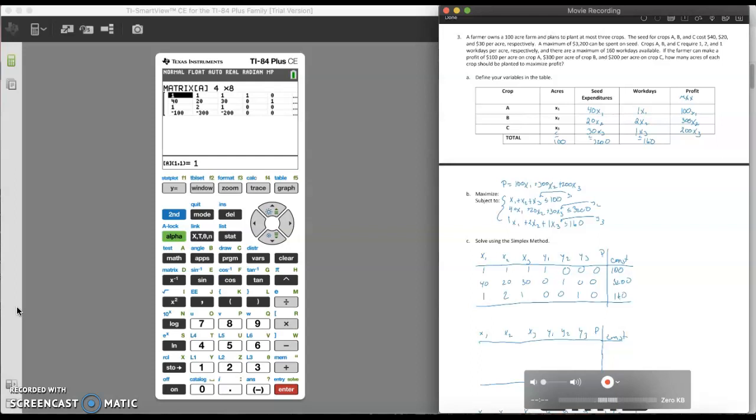And then for my objective function, I would subtract everything over, so I would have negative 100, negative 300, negative 200. Then I don't have any of the x or any of the y's. I have no slack variables in there. I have 1 p, and that would be equal to 0 at that point.